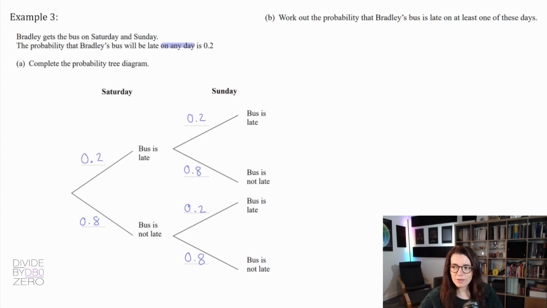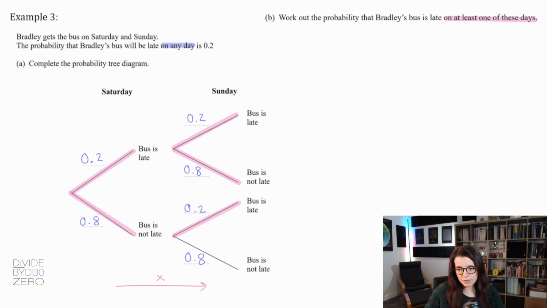Part B, work out the probability that Bradley's bus is late on at least one of these days. So this time there are quite a few different pathways that would lead us to this. If it's late on at least one of these days, it could be late on both days, it could be late on just Saturday, and it could be late on just Sunday. So I've highlighted the different pathways.